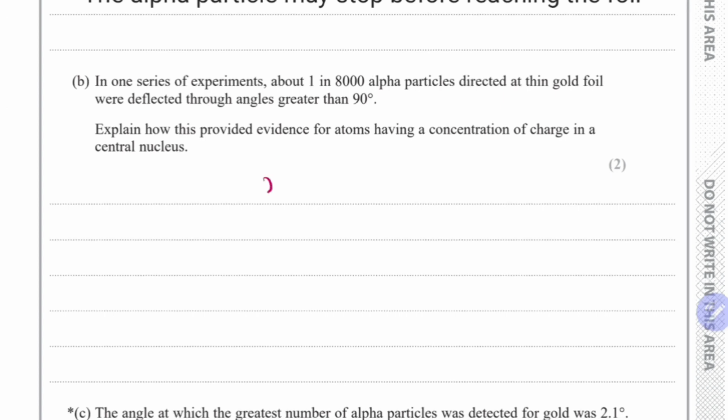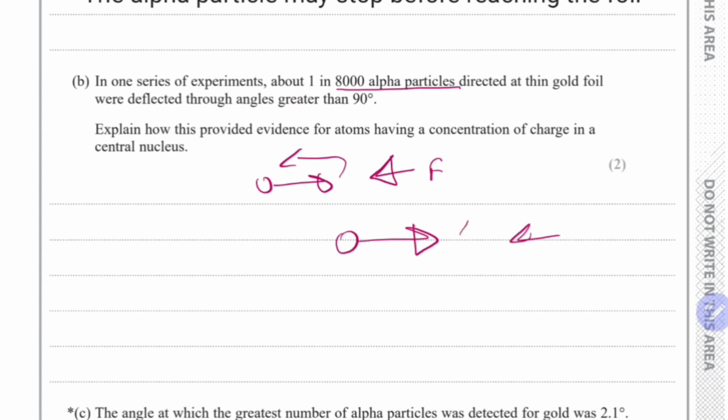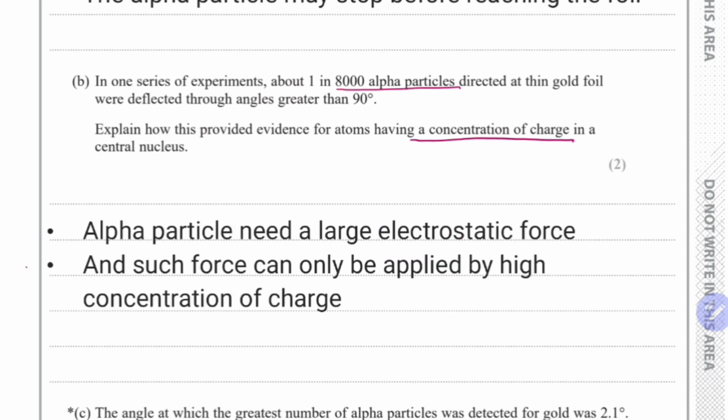Imagine a heavy mass is coming towards you. So in order to deflect it back, you will need to have a greater force on your side. In this case, the alpha particle is heavy and is coming towards you at greater speed. So you will need a greater electrostatic force to deflect it back. And such a force can be applied only by having a higher concentration of charge.